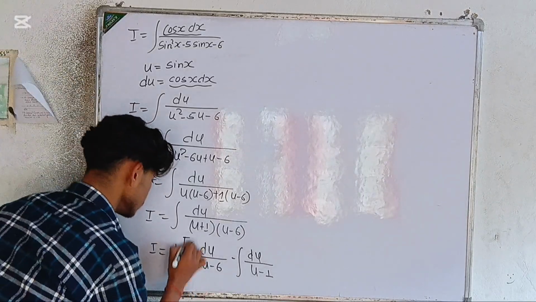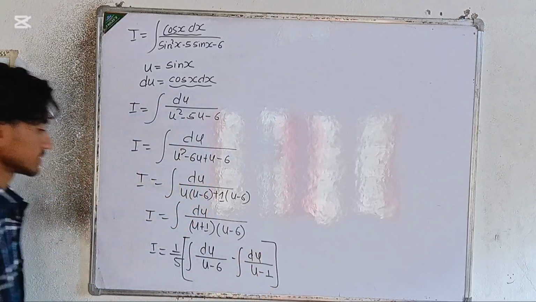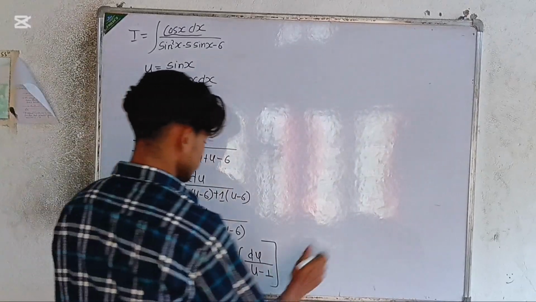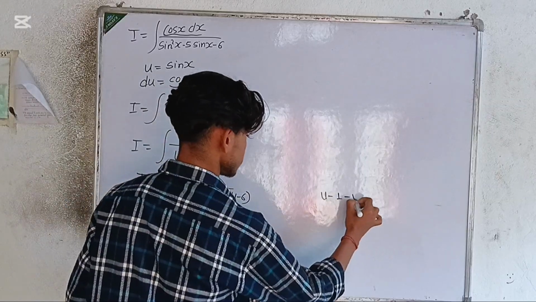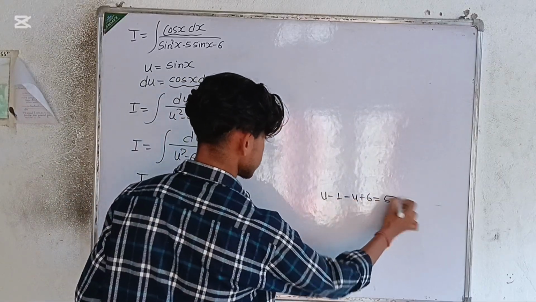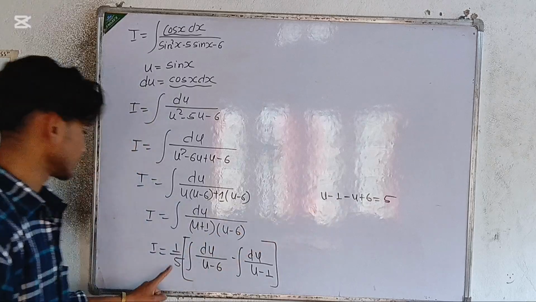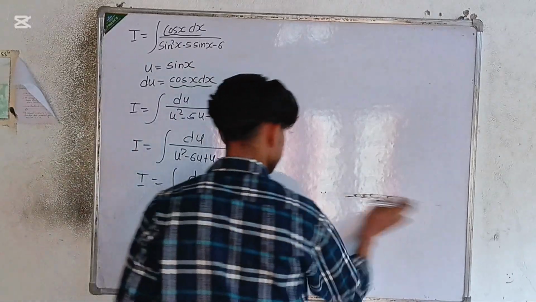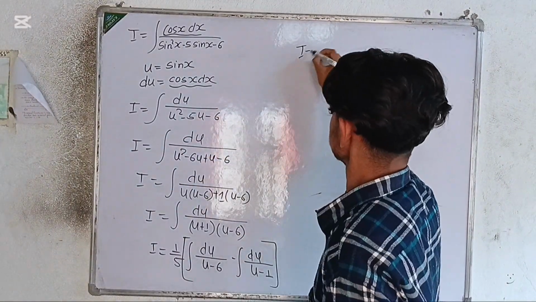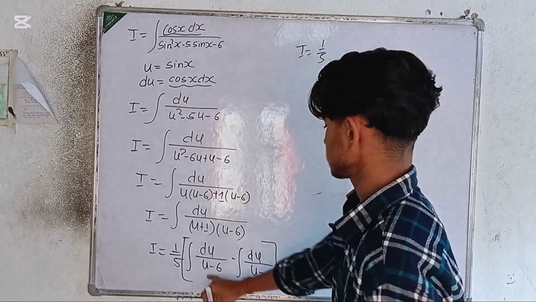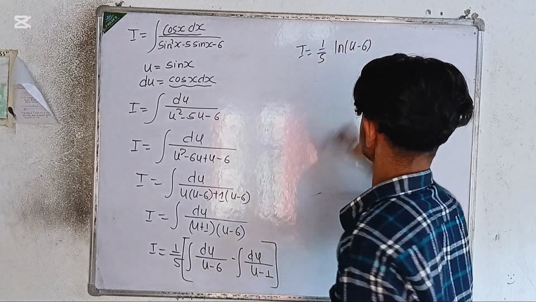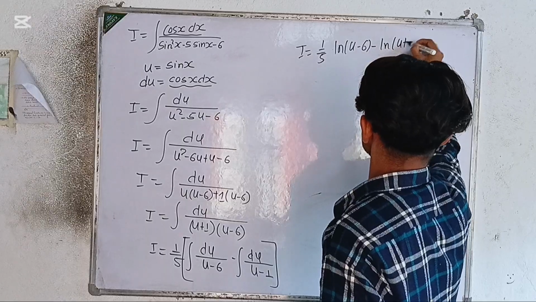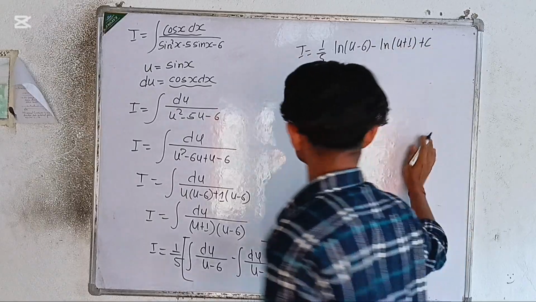So this would make sense. Once you take the LCM, u minus 1 and minus u plus 6, you get plus 5, and in order to balance this you have to write this much there. So you get I as 1 over 5 times ln of u minus 6, minus ln of u plus 1, with some constant c.